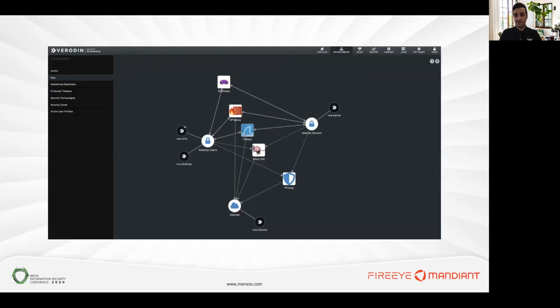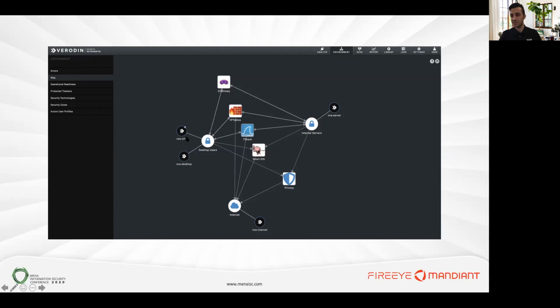Network segmentation. We just mentioned network segmentation as the first real mitigation technique for lateral movement. This solution is also very helpful when it comes to validating your network segmentation. Once you log into Mandiant Security Validation, you will be taken to what we call the environment map. This map will represent your security zones and the communication between those security zones. The white circles, as you can see here, are your zones. The black and white circles are the actors within those zones.